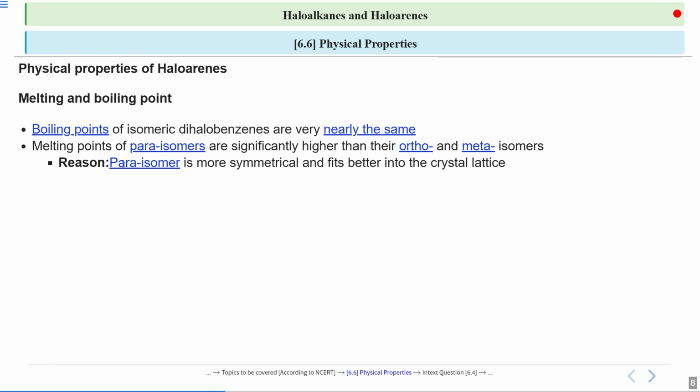Remember, we are talking about the melting points. This is not the case in the boiling points. Basically, in general, with the increase in the size and mass of the halogen, the boiling point of haloarenes increases, right? That means iodobenzene will have the highest boiling point and fluorobenzene will have the lowest boiling point. Dihalobenzene boiling points are quite similar, as I said. Why? Because the order can vary based on the molecular symmetry and packing. They are nearly the same, but still there is a difference, and that difference can be due to the molecular symmetry and their packing.